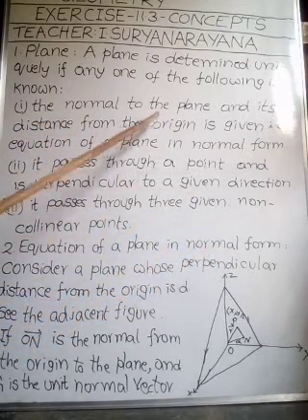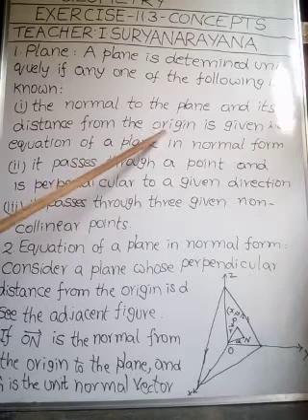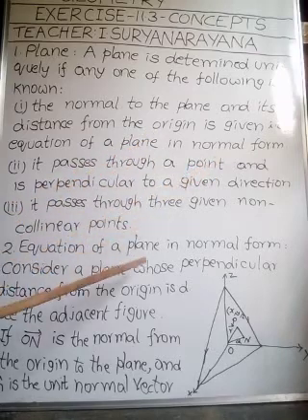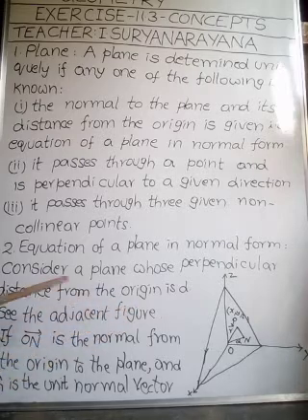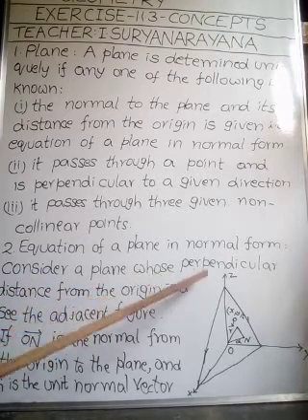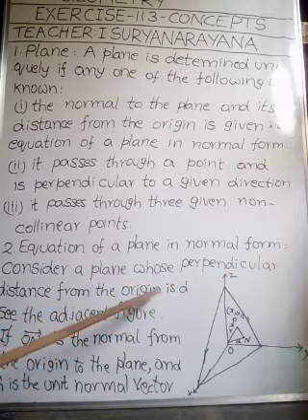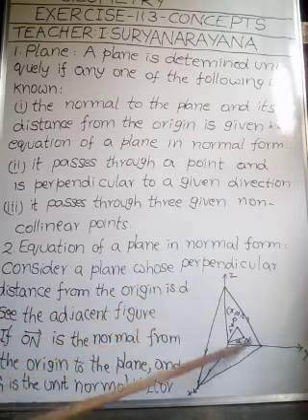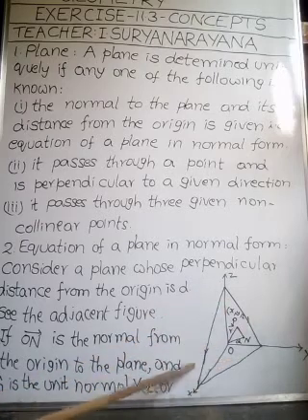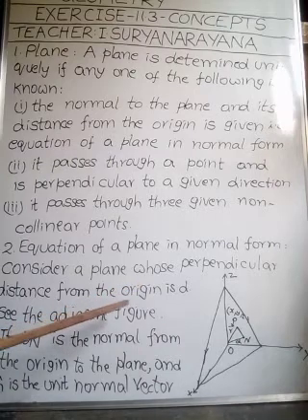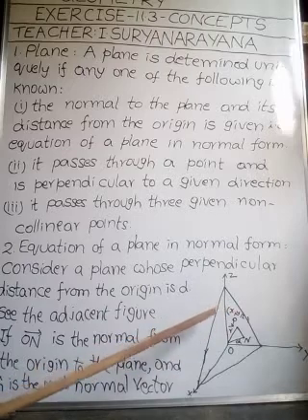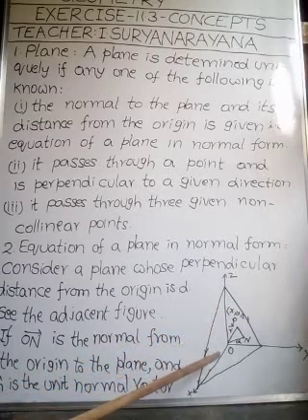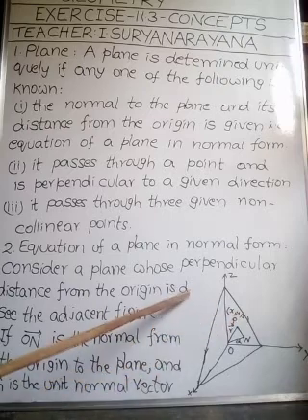In the beginning itself, we have discussed the equation of a plane in the normal form. Okay, my children. Here in this point, we are discussing the equation of a plane in the normal form. Consider a plane whose perpendicular distance from the origin is d. Observe this figure, my children. This is a plane in space. It is at a distance of d units from the origin. The perpendicular distance from the origin to this plane is d units.